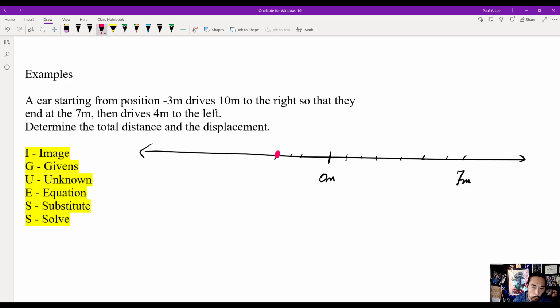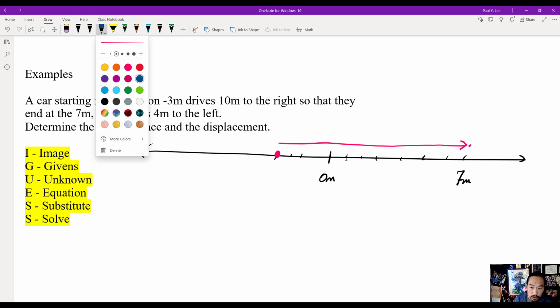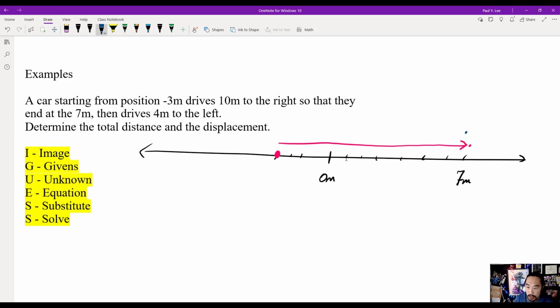And because we went from -3 meters to the 7-meter, what should I do? I'm going to include a vector. Okay, so we are going to be trying to solve this using the tip-to-tail method along with the mathematical formula method. All right, so we ended up at the 7-meter mark, and then they drive 4 meters to the left. So 4 meters to the left from 7, we have 1, 2, 3, 4. I'm going to draw this vector right on top, and I'll do this in a different color so you can see the difference.